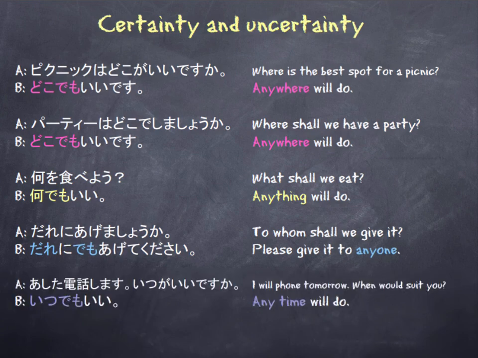And finally, I will phone tomorrow. When would suit you? 明日電話します. いつがいいですか? And we might just simply say anytime will do. いつでもいい. So again, the い means good. Anytime is good.